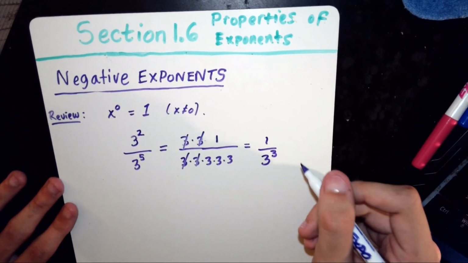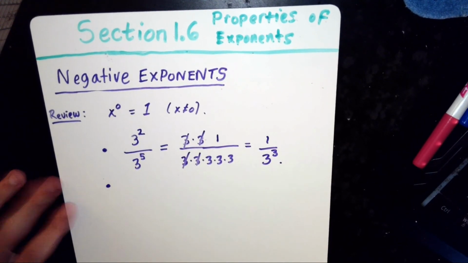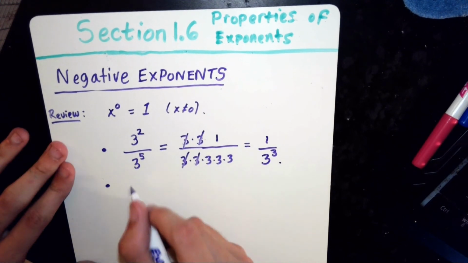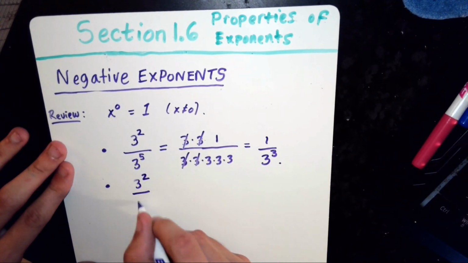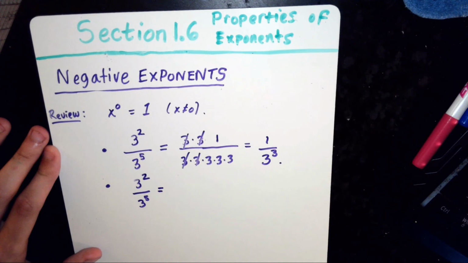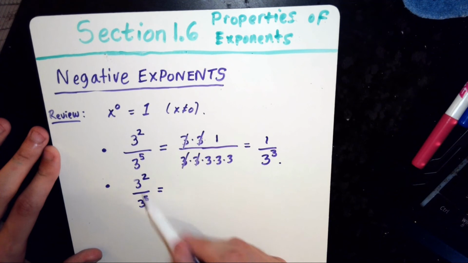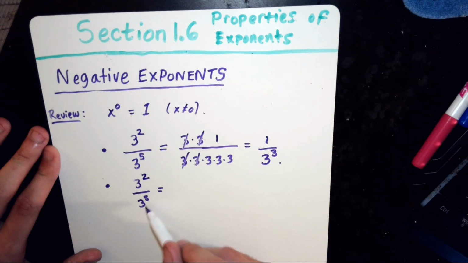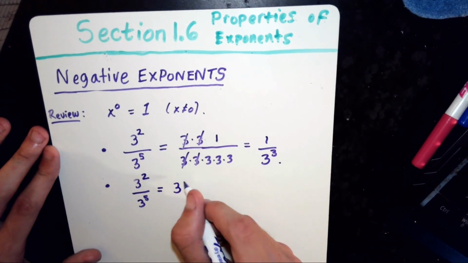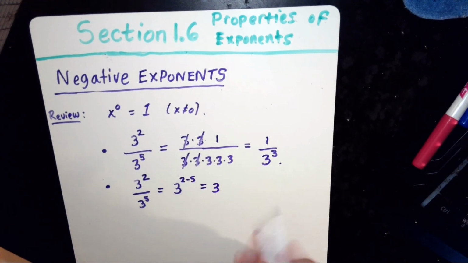And now let's think about this a different way. So we've got this to start. And now let's think about this with the quotient rule. We're going to view the same exact problem, but with the quotient rule now. With the quotient rule, we know that when you're dividing like powers, it corresponds to subtracting the exponents. So we have 3 squared over 3 to the 5th. That's the same thing as 3 to the 2 minus 5. 3 to the 2 minus 5, well, that's 3 to the negative 3, right?